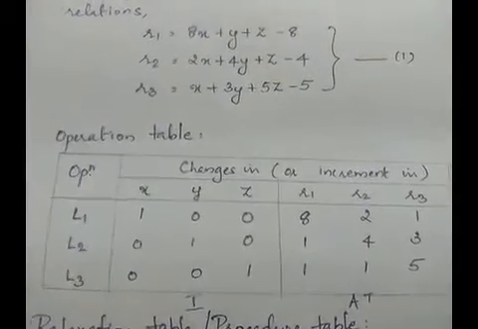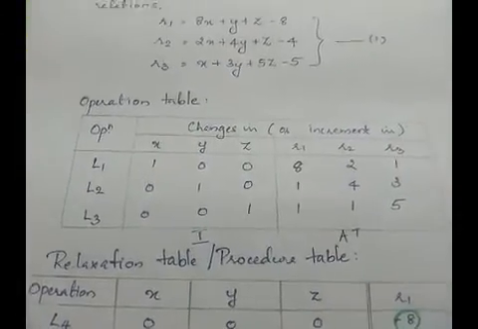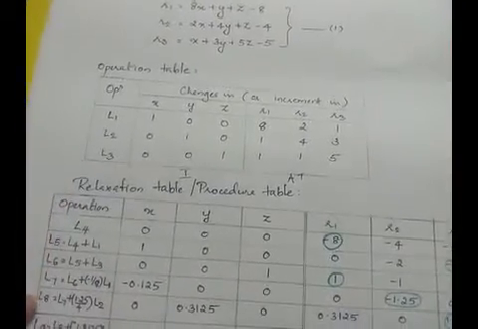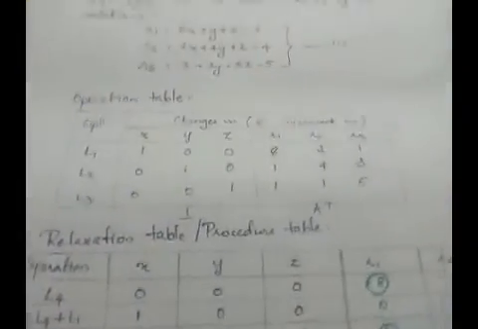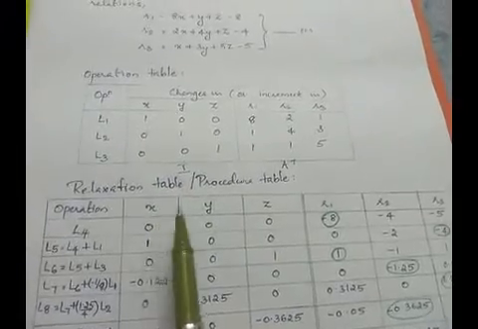Okay. Now we'll go to the relaxation table. Here the operations are performed to find the values of x, y, z. The headings are the same as the operation table. We have x, y, z, r1, r2 and r3, and a side column for operation to specify what operation we have done here. Now the relaxation table, or the procedure table, starts with 0 values for x, y and z. So we start by putting 0 values for x, y and z.